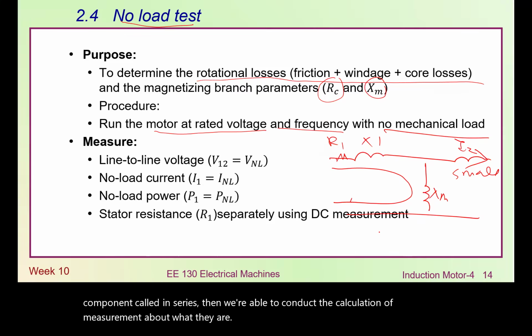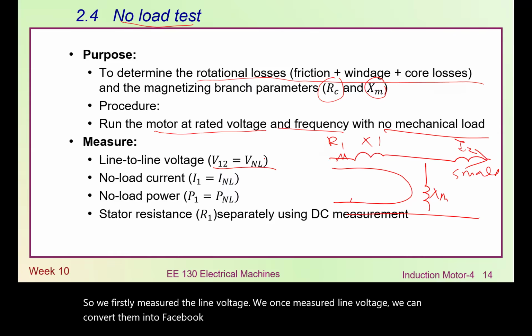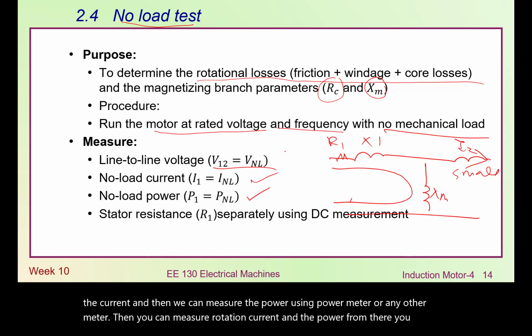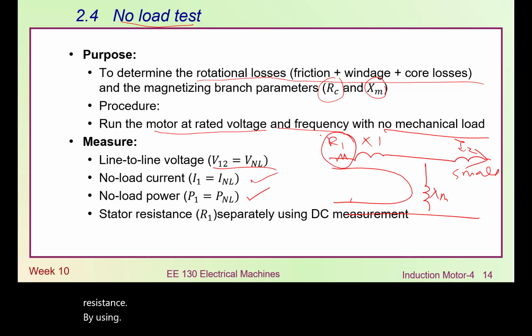So we firstly measure the line voltage. Once we measure the line voltage, we can convert it into phase voltage, quite straightforward. And then we can measure the current, and then we can measure the power. Using a power meter or any other meter, you can measure the voltage, current, and the power. From there, just like what we did for the transformer. And then we can also measure the stator resistance by using a multimeter, the ohmmeter, to measure it.